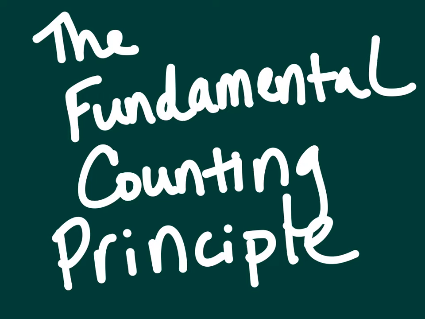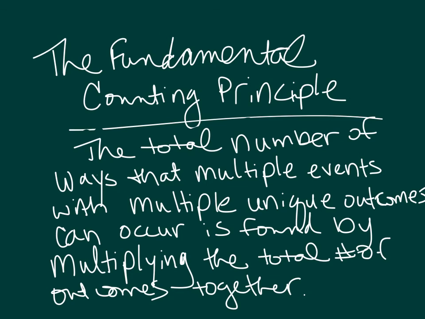Today we will be working on the fundamental counting principle. So, the fundamental counting principle is the total number of ways that multiple events with multiple unique outcomes can occur is found by multiplying the total number of outcomes together.